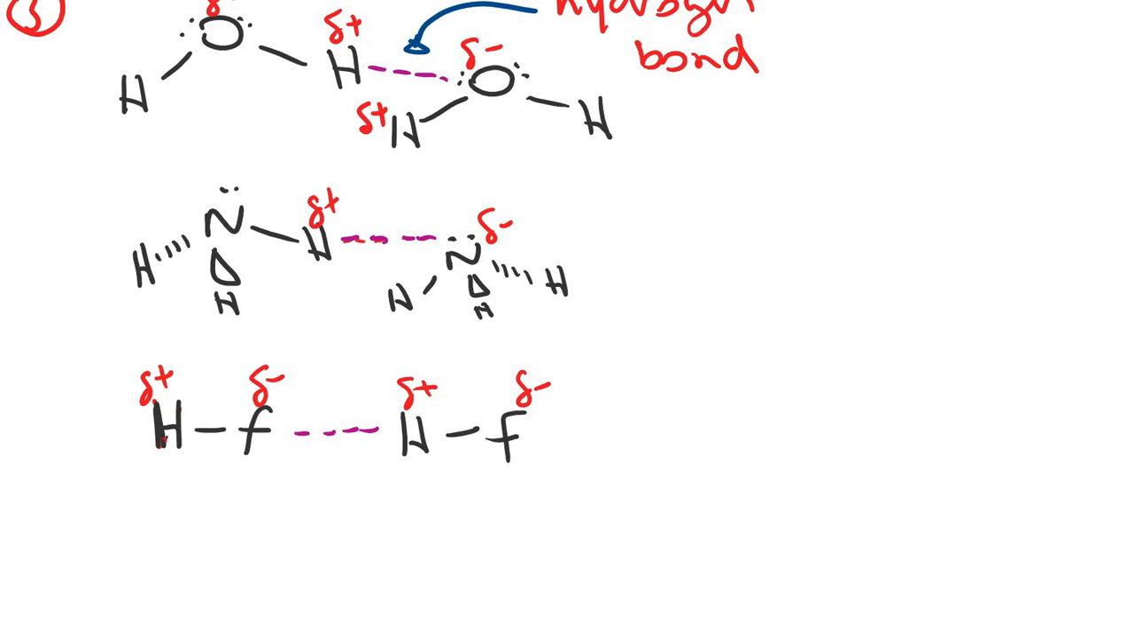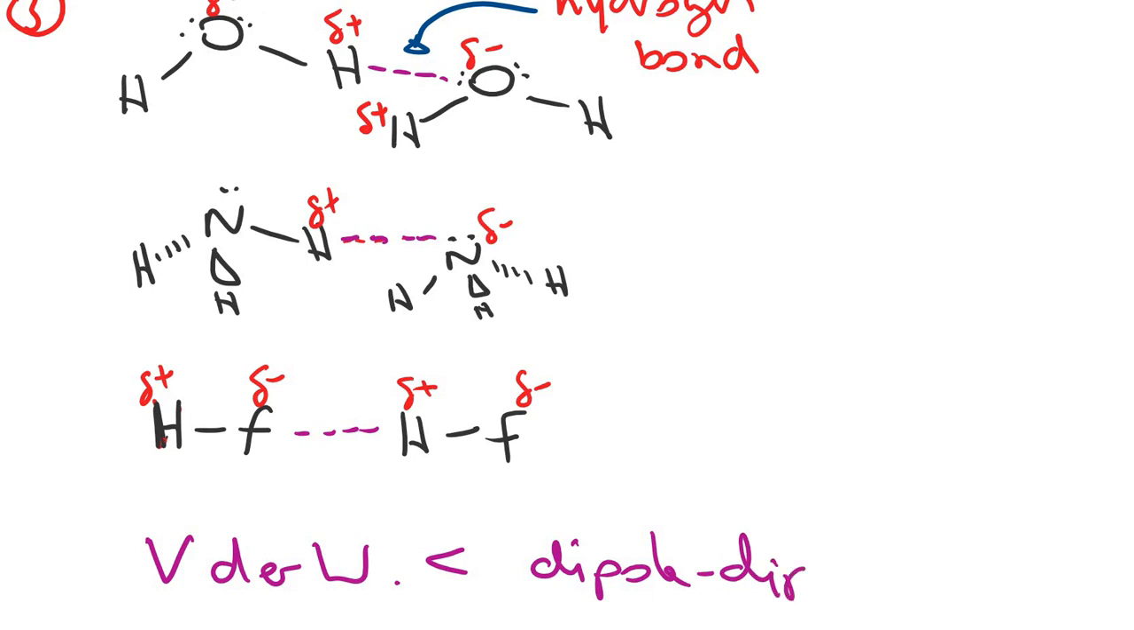So in order of strength then, we have van der Waals being the weakest, dipole-dipole in between, and then we have hydrogen bonding being the strongest.